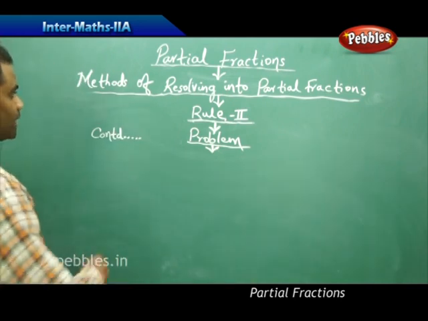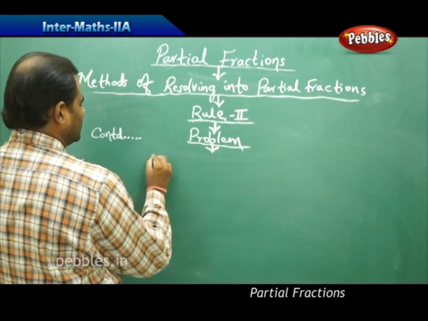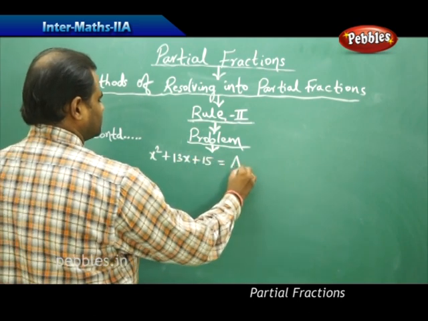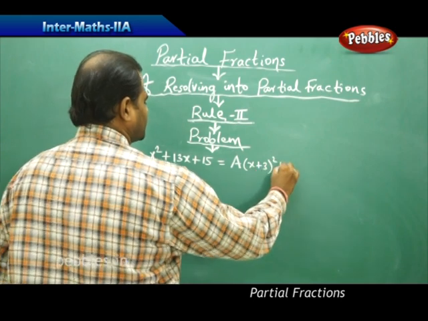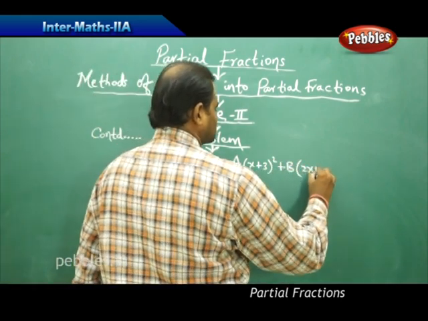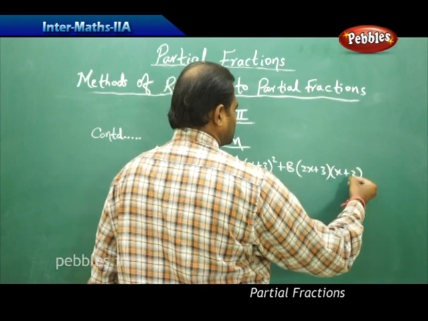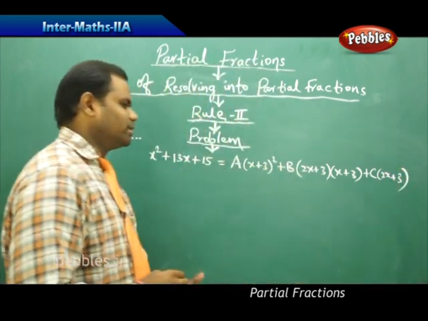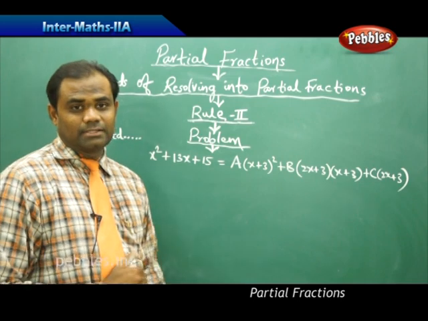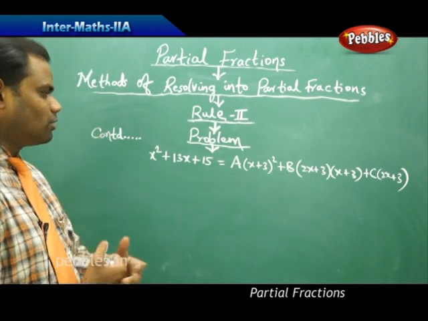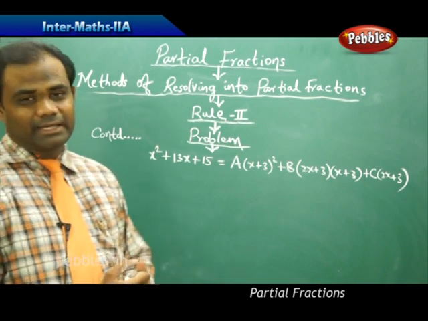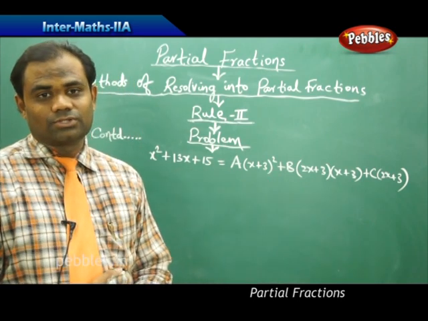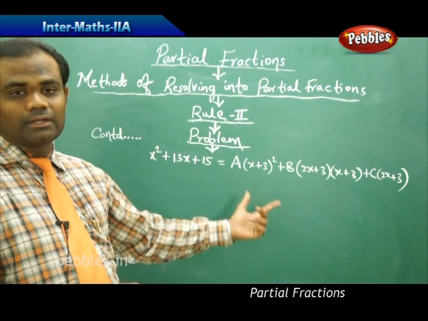So therefore, we get the equation continued from the previous session as x squared plus 13x plus 15, which is a times (x plus 3) whole square plus b times (2x plus 3) into (x plus 3) plus c times (2x plus 3). Now it is to find the values of a, b, and c. Now, as we have seen in the previous problem, it is not always an easy task to substitute the value of x. Sometimes we need to expand this and equate the like coefficients.